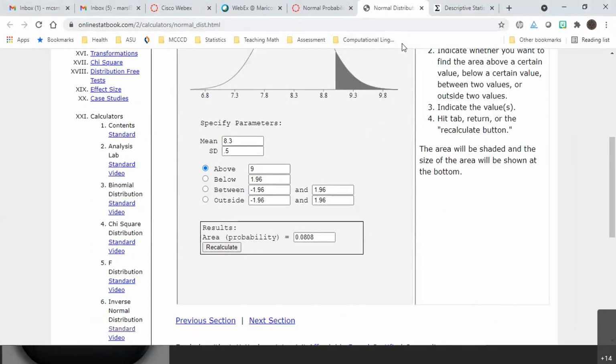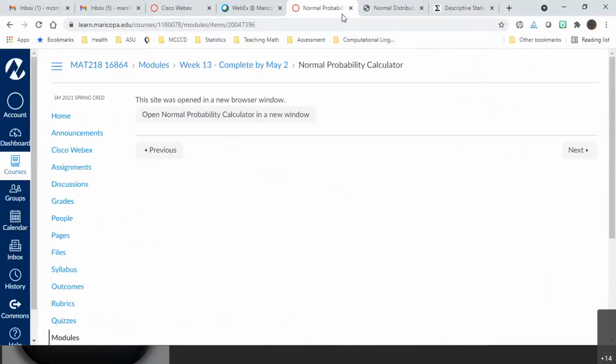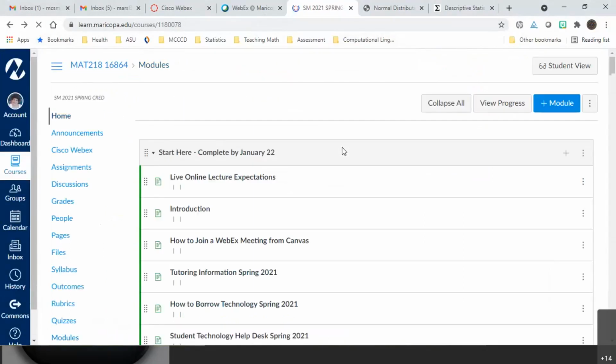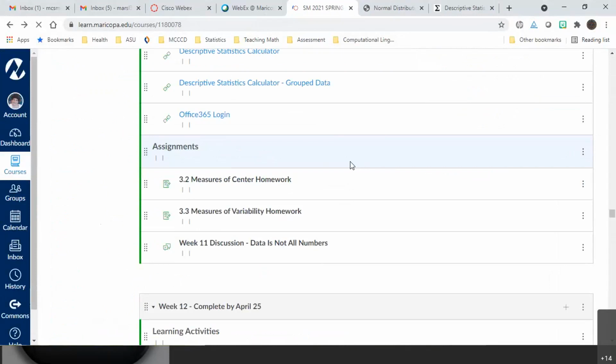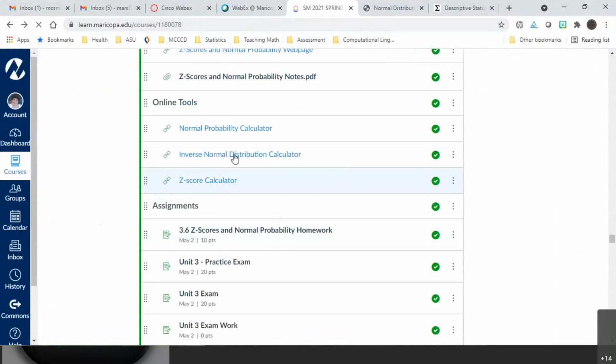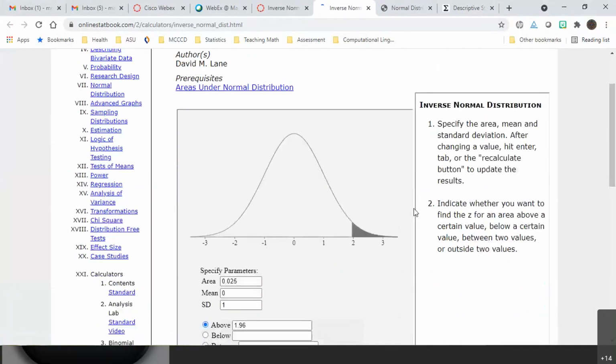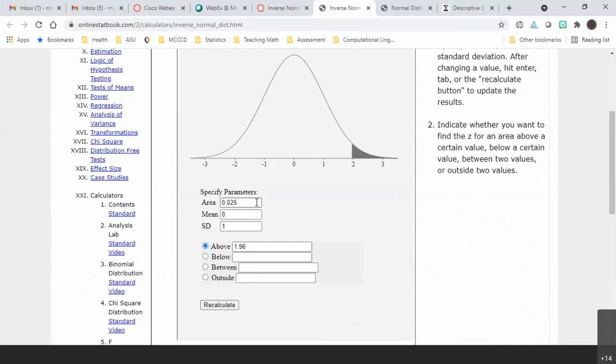Again, can't get it out of the way. All right, so inverse normal is also in week 13 as well as in the online calculator section. So I'm going to click on that. And what's nice, again, this will show me what it's talking about.